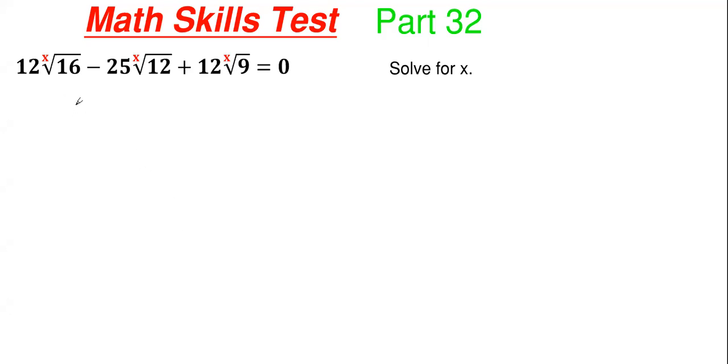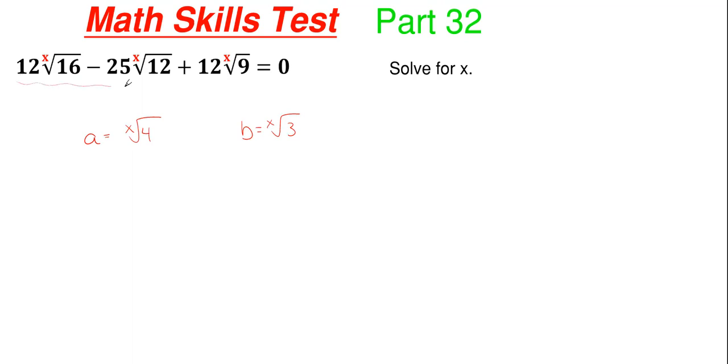So what I'm going to do, and this is really the hardest part, is setting up a substitution. I am going to set a variable a equal to the x root of 4, and I'm going to set a variable b equal to the x root of 3.